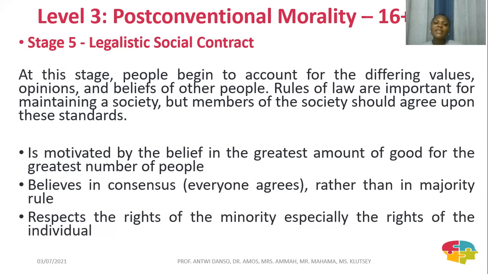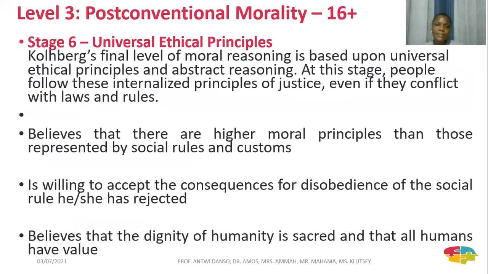They believe in the respect of the rights of the minority, especially the rights of humans. Then we have the last stage, which is stage 6, universal ethical principle. Kohlberg says that this stage is based upon some universal principles and abstract reasoning. So at this stage, people will follow their own internalized principles of justice, even if it conflicts with the laws.